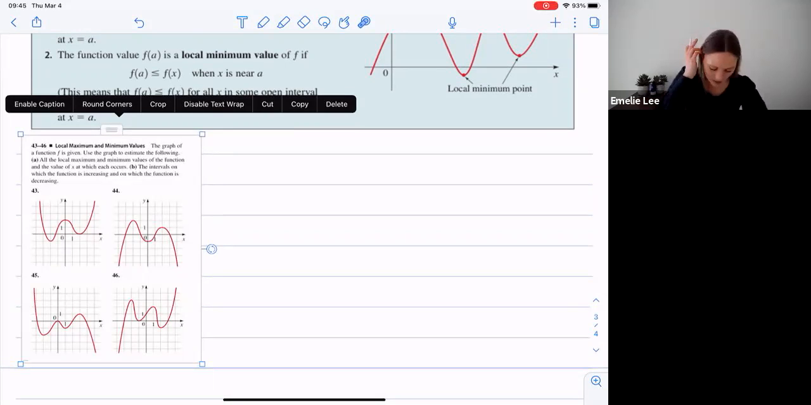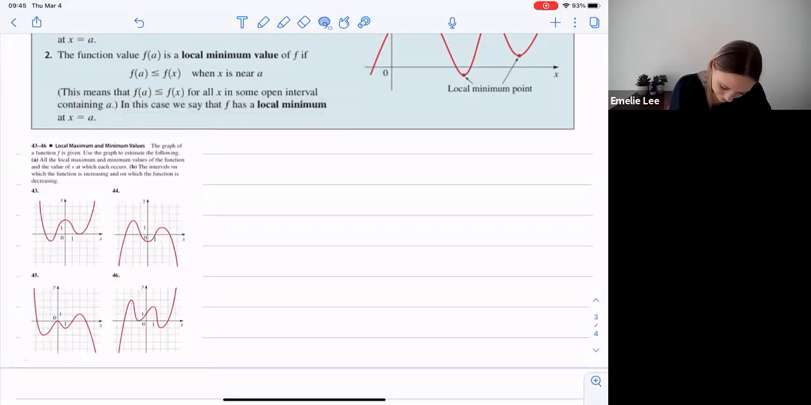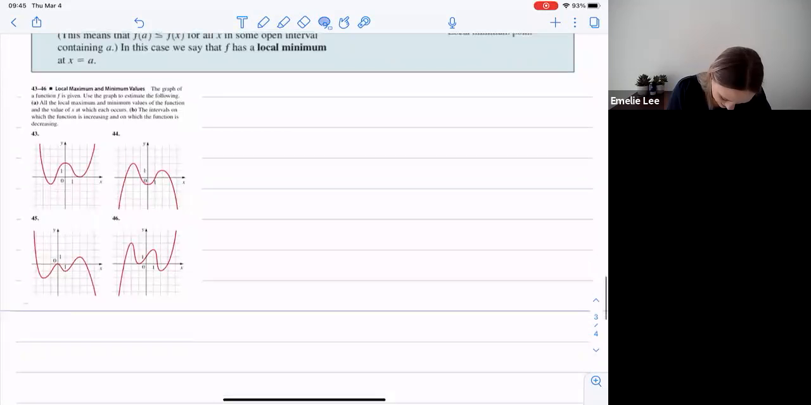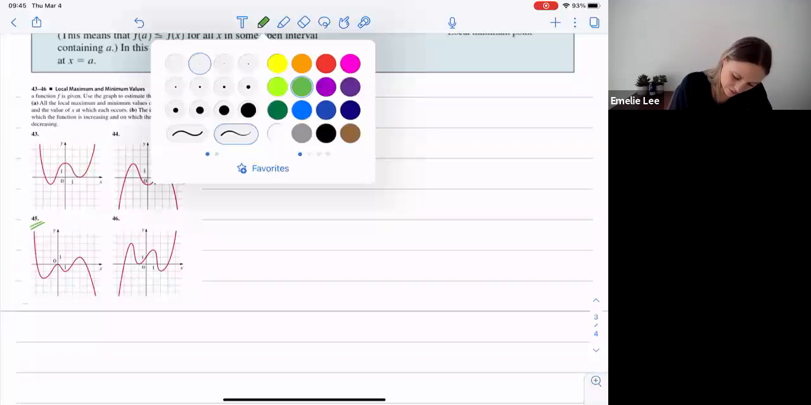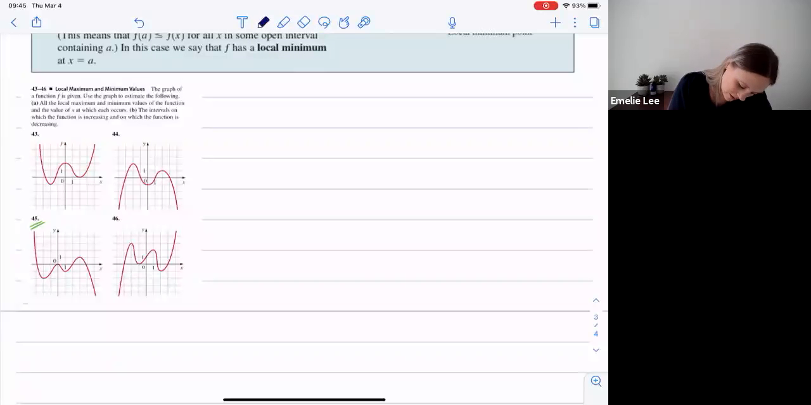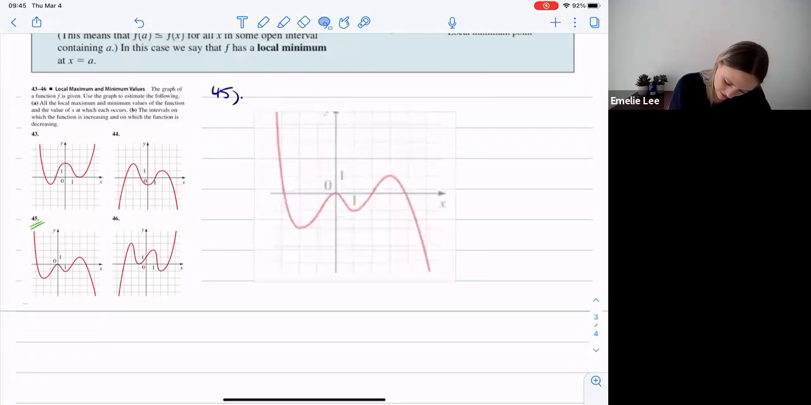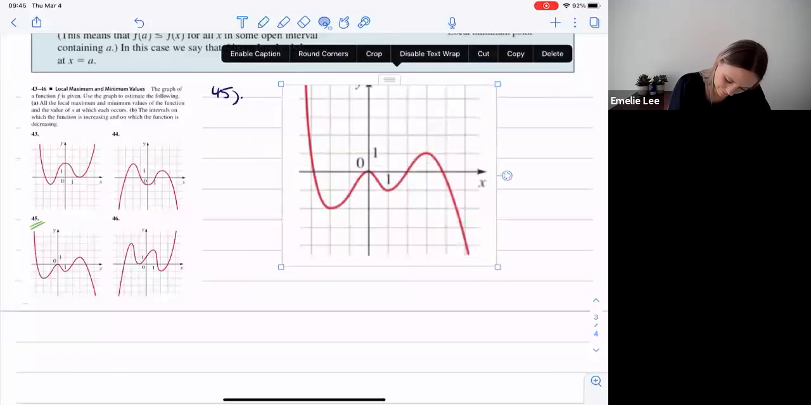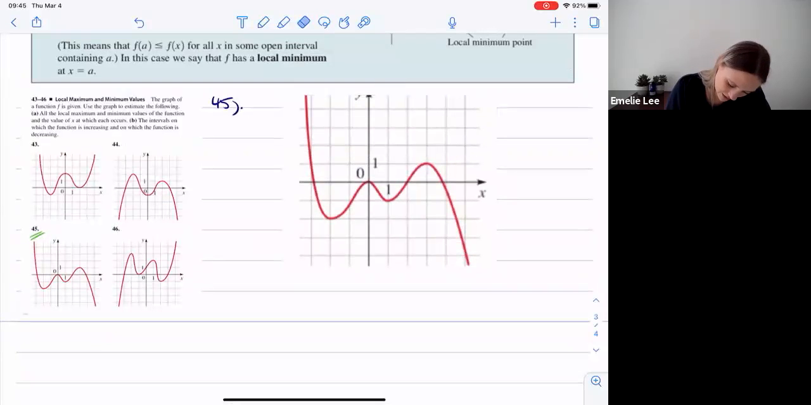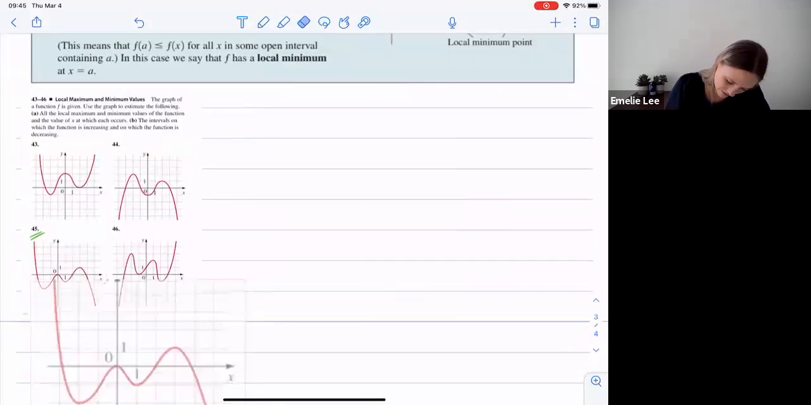So let's just grab one of these and see. Let's do maybe 45. So 45, and I'm just going to grab it and make it bigger here so that we can talk about it. In fact, I should probably put this on its own page here.